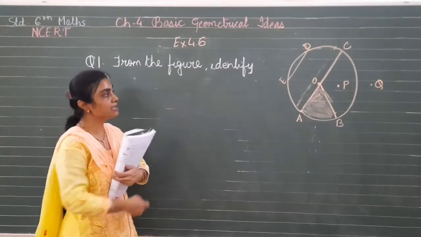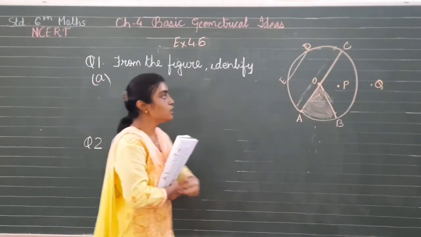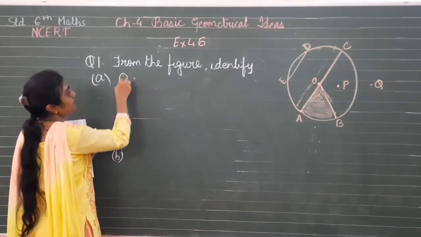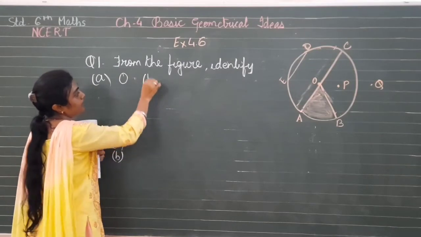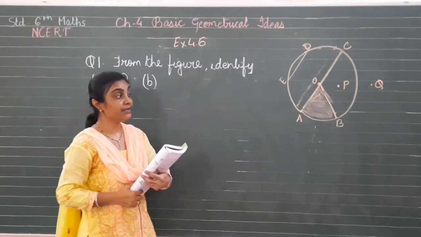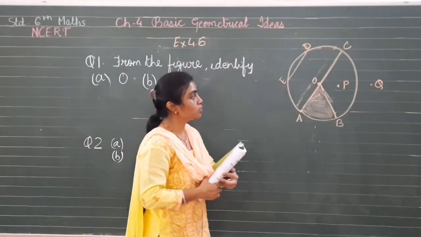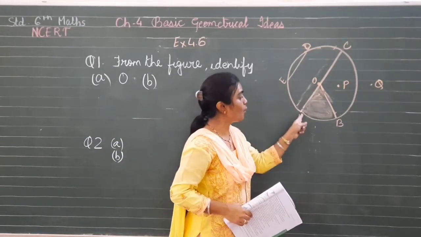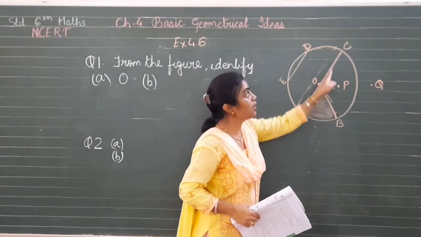The center of the circle you can see is O, so we will name it as O. Then let us see B, three radii. Here radii is a plural form. So the three radii you can see are OA, OB and OC.